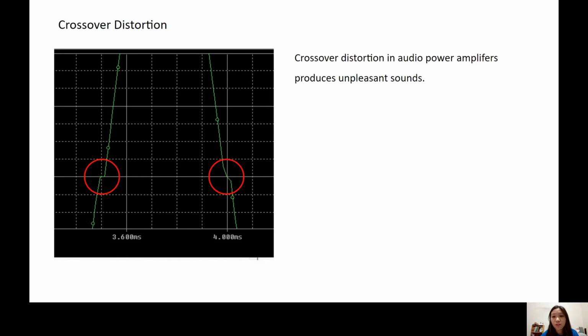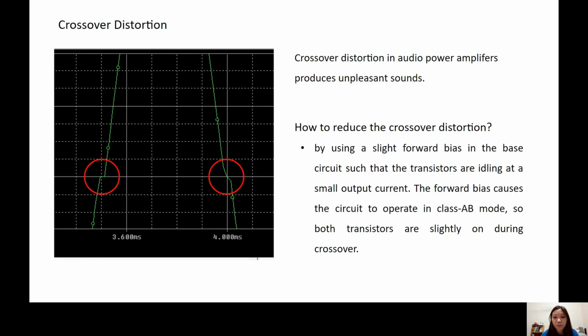Crossover distortion in audio power amplifiers produces unpleasant sounds. So, how can we reduce the crossover distortion? It can be reduced by using a slight forward bias in the base circuit, such that the transistors idle at a small output current. The forward bias causes the circuit to operate in Class AB mode, so both transistors are slightly on during crossover. In other words, we can use Class AB power amplifiers instead of Class B power amplifiers to reduce the crossover distortion.